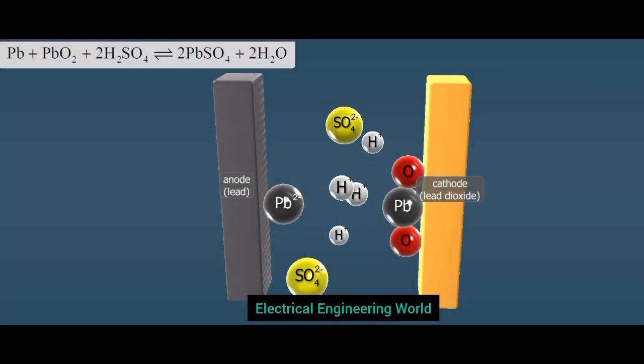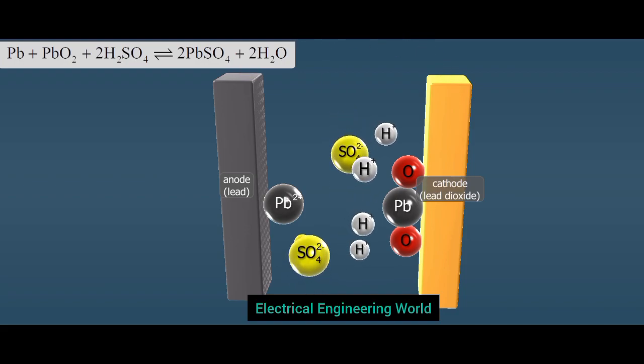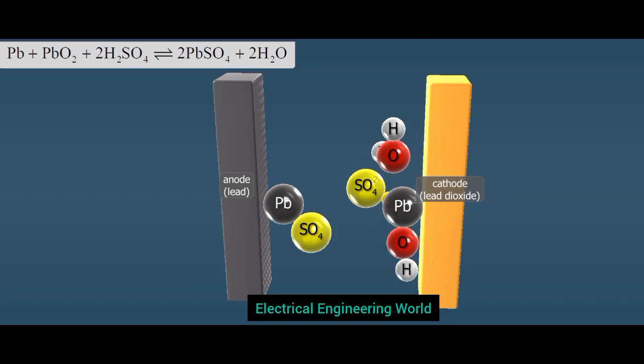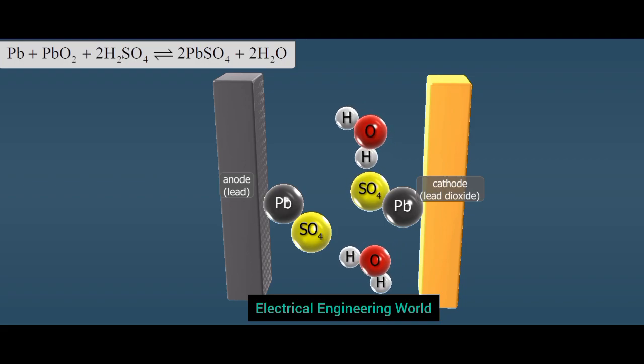When the battery discharges, both lead and lead dioxide react with sulphuric acid to produce lead sulfate. As more water is produced during this reaction, the sulphuric acid solution becomes diluted. This process is reversed when the battery is charged.